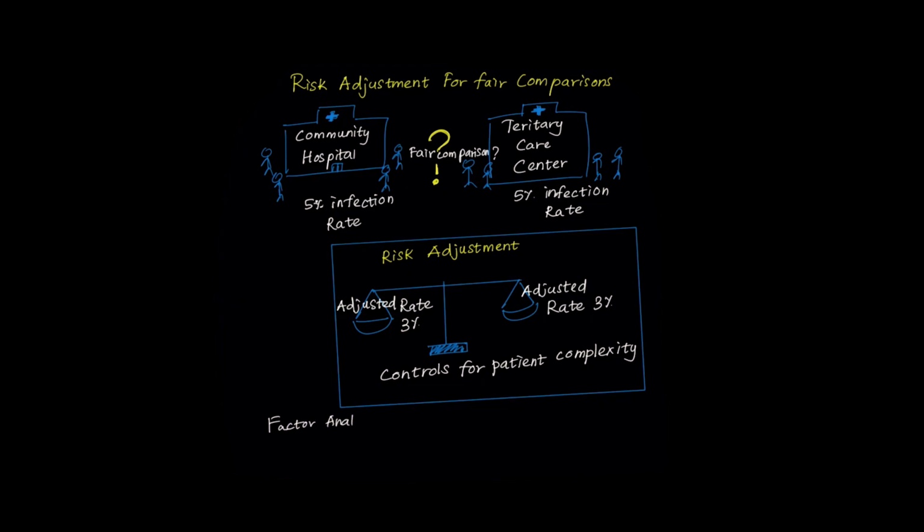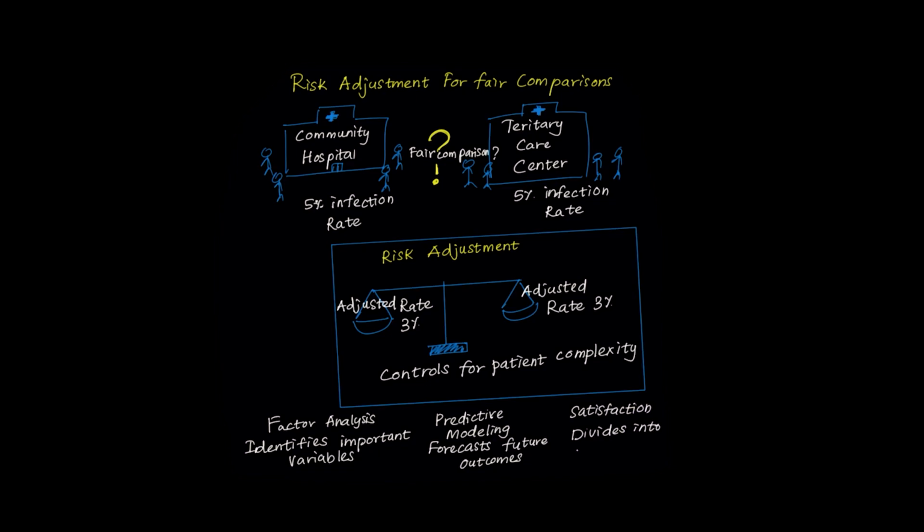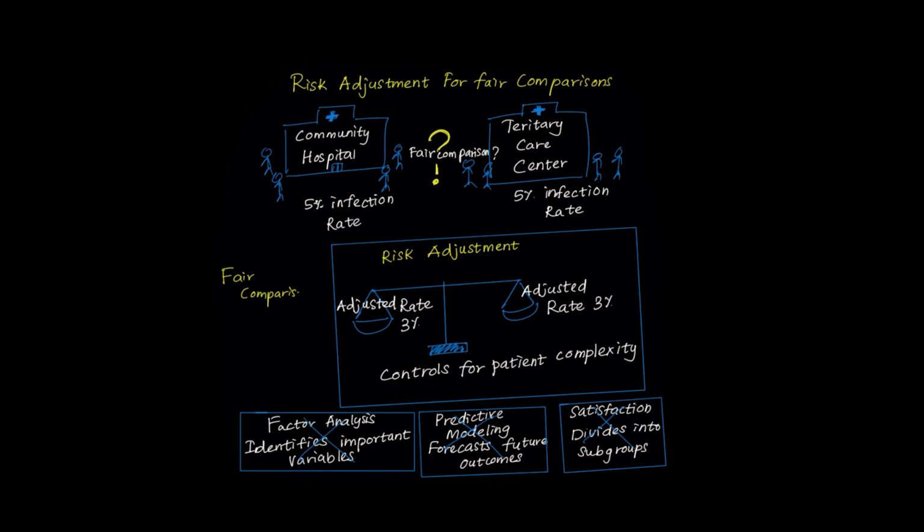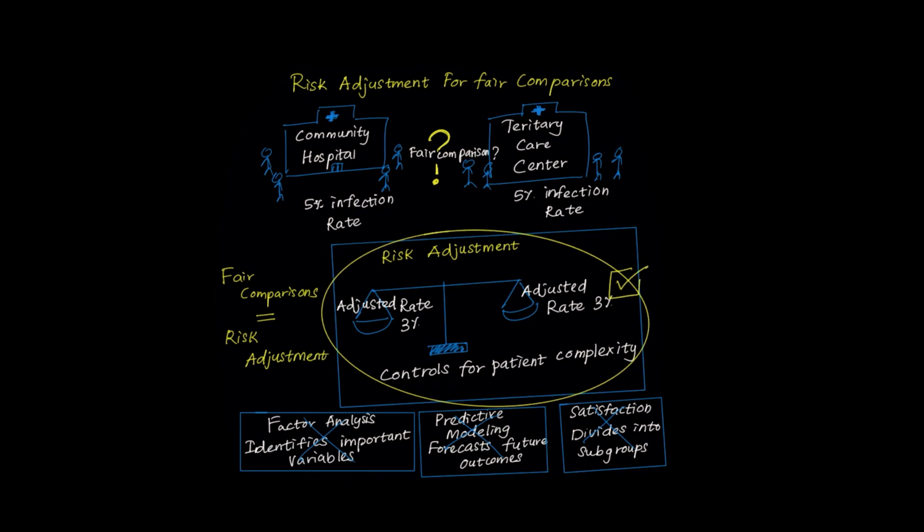Factor analysis is about identifying which variables in a large dataset matter most and reducing complexity, not adjusting for patient differences. Predictive modelling forecasts future outcomes using algorithms, not adjusting current comparisons. Stratification divides populations into subgroups before sampling, which is a different approach entirely. Risk adjustment is essential for fair benchmarking, quality reporting, and value-based payment systems where you need to account for patient differences.